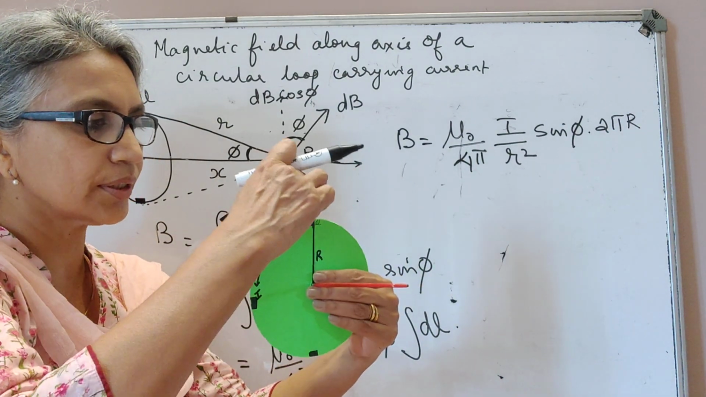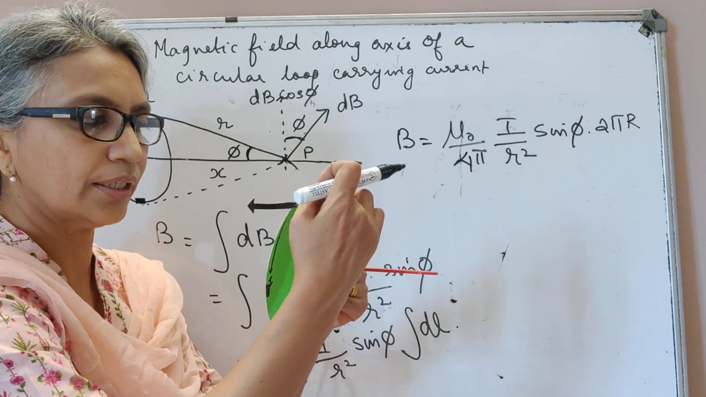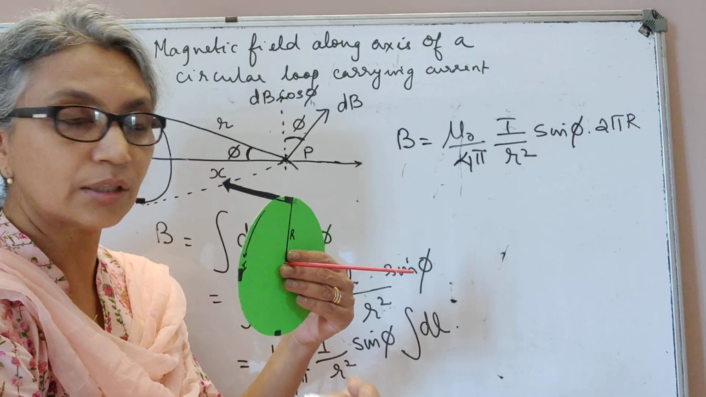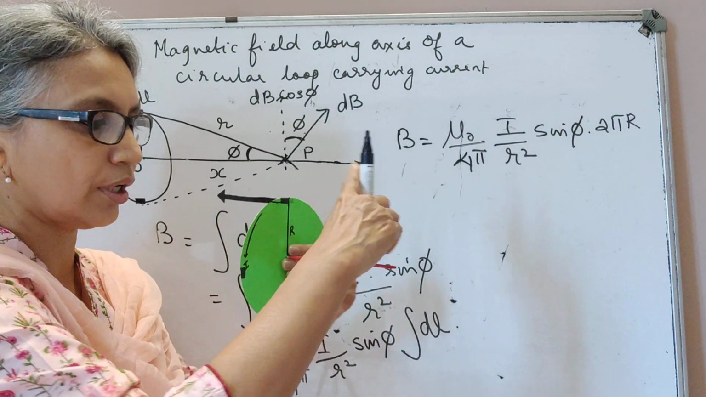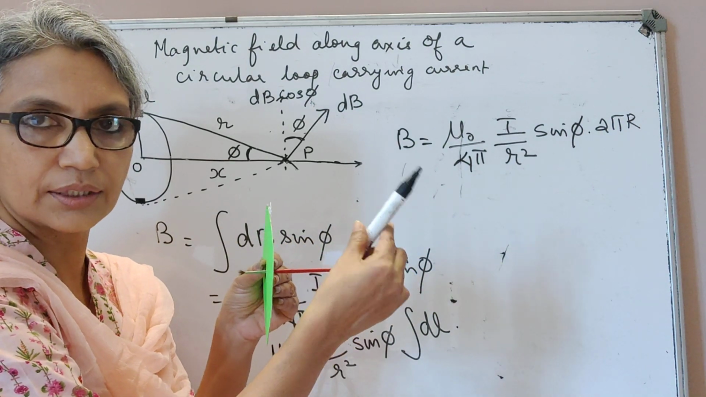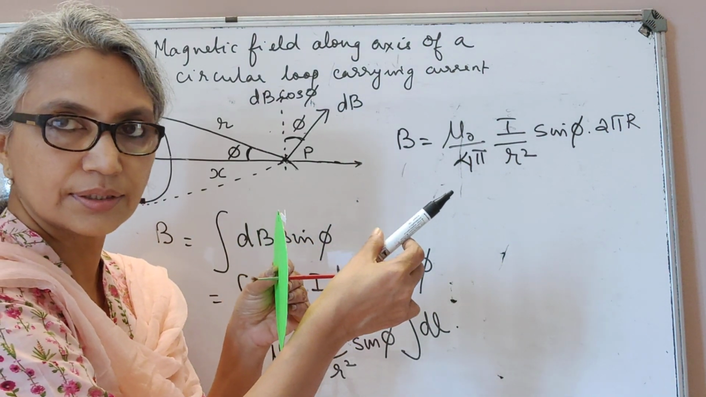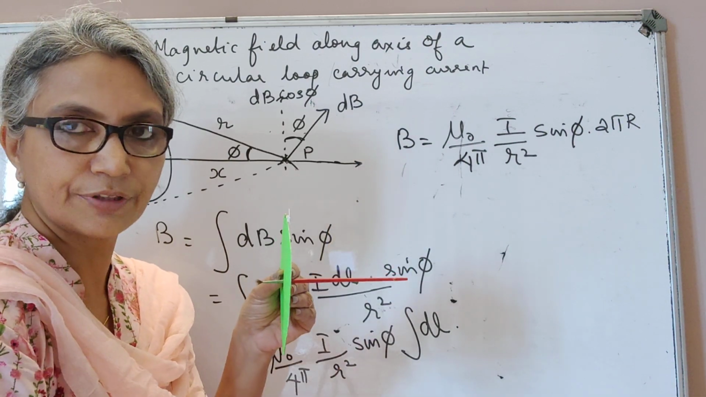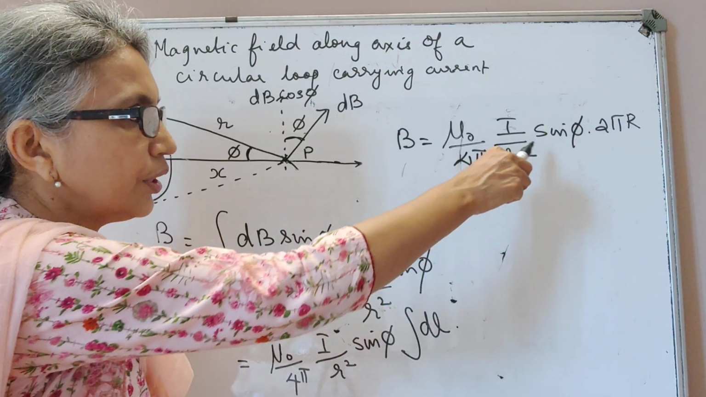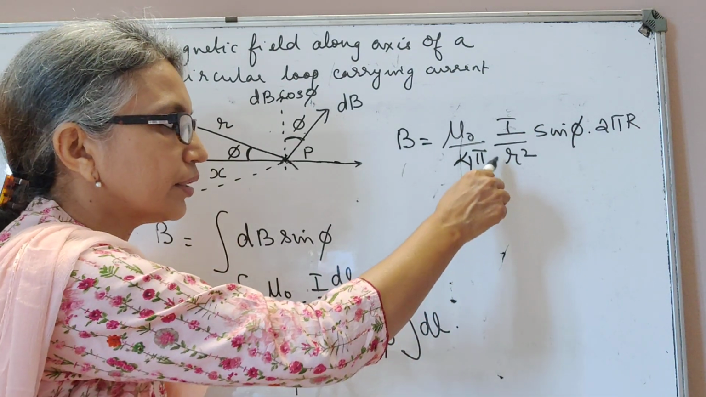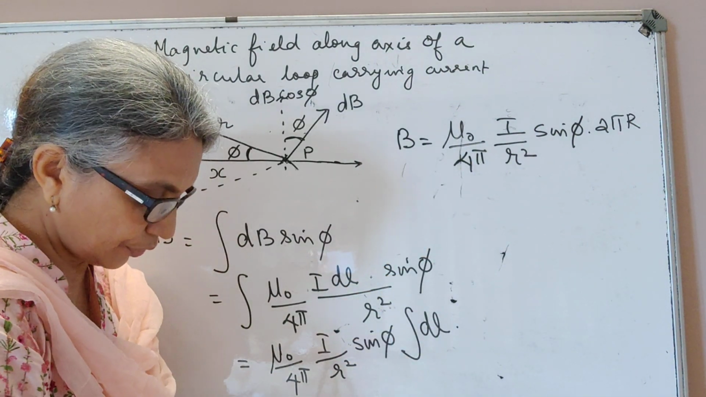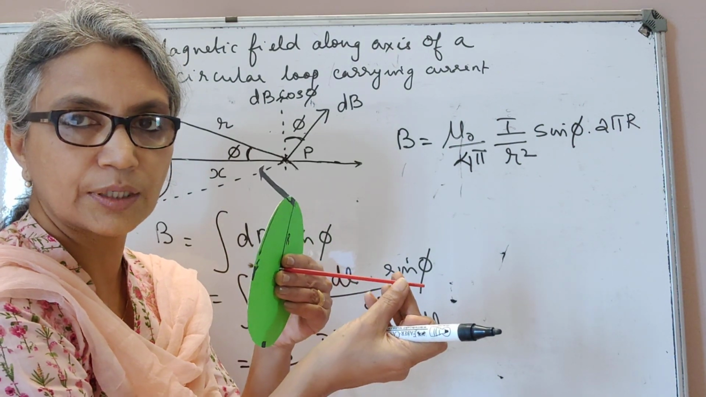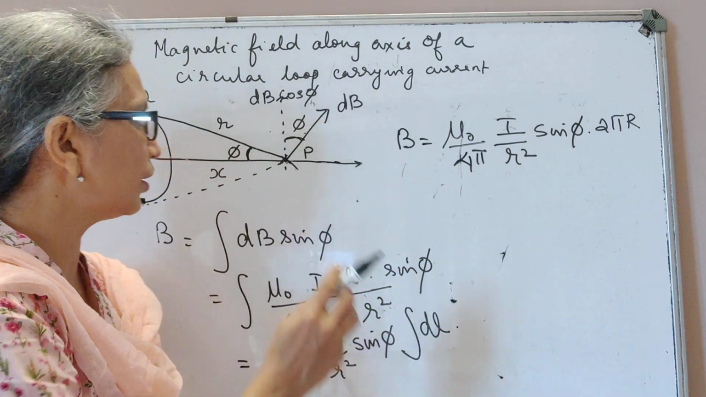But this r is an imaginary line that joins dl to this point P. Also sine phi is this angle. If I draw a perpendicular here on the axis, your magnetic field is slanting, so the angle between that magnetic field and this perpendicular is what we call sine phi. So we need to replace sine phi and this r square in terms of easily measured quantities, that is the radius of the circle and the distance of that point P from the center. So for that it's easy.